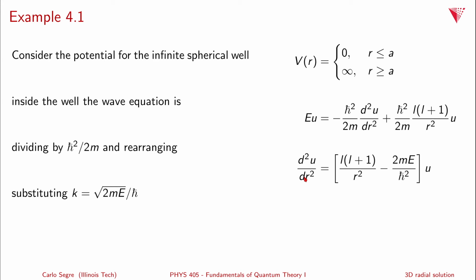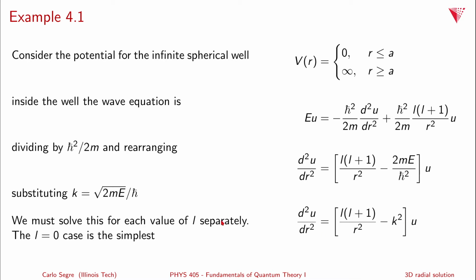If we make the usual substitution of k equal to the square root of 2mE over h bar, then this becomes k squared. And so we have d squared u dr squared is equal to l(l+1) over r squared minus k squared times u. So we need to solve this equation for each value of l separately. We'll start with the l equals 0 value, and that'll be the simplest.